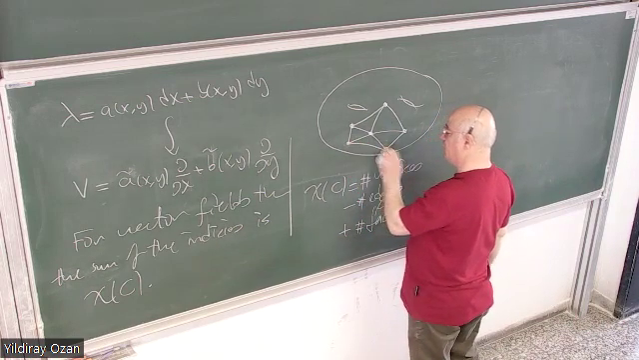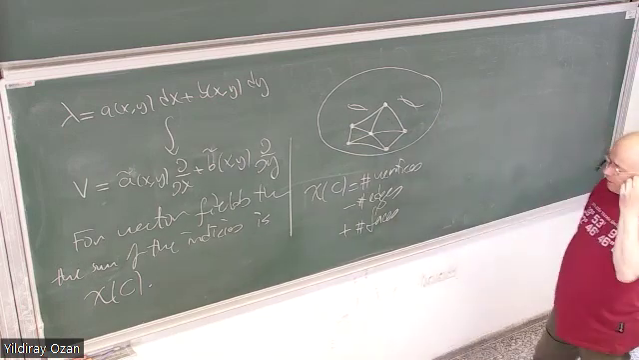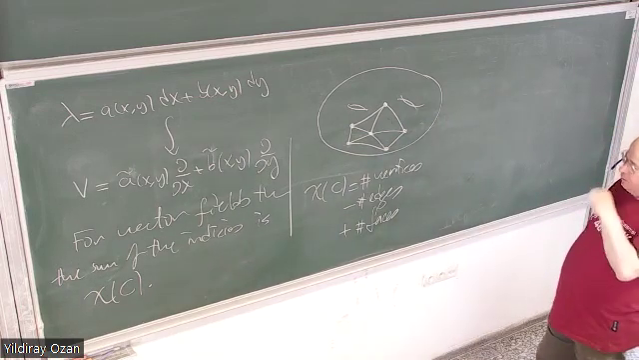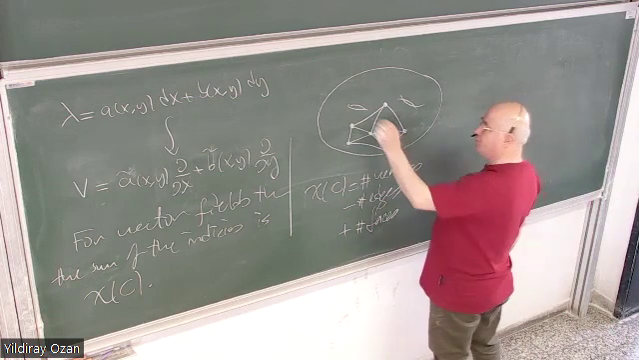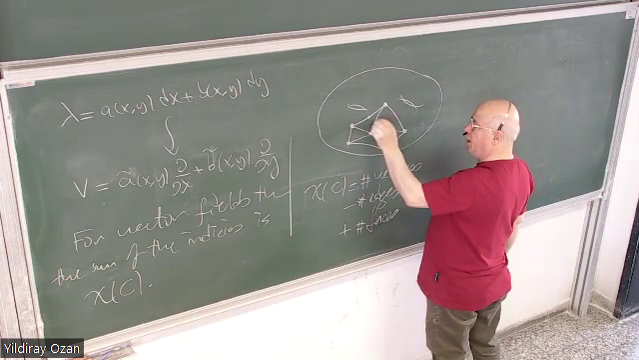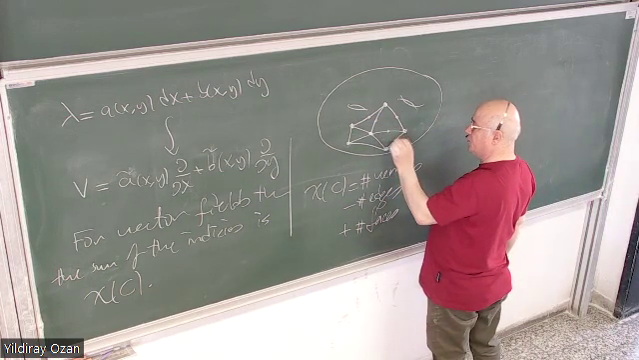On a triangulated surface like this, you can form a vector field. How? Well, just choose the midpoints of these edges. Okay.